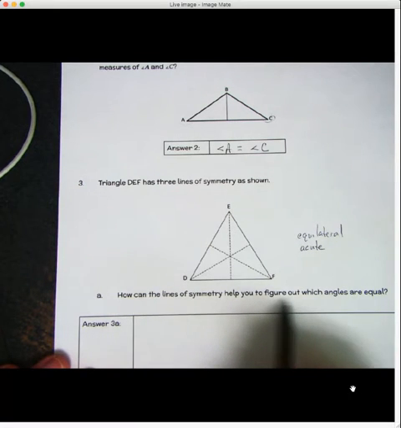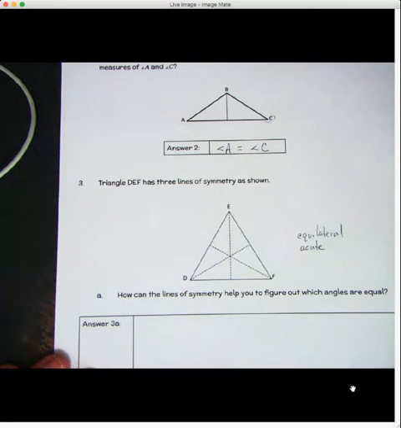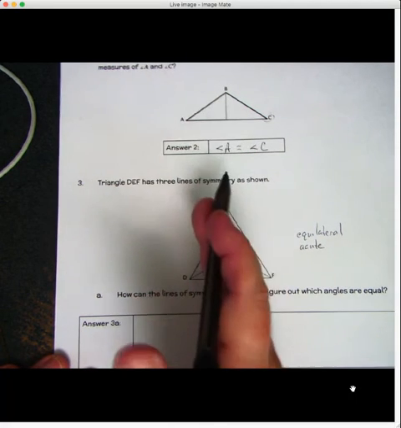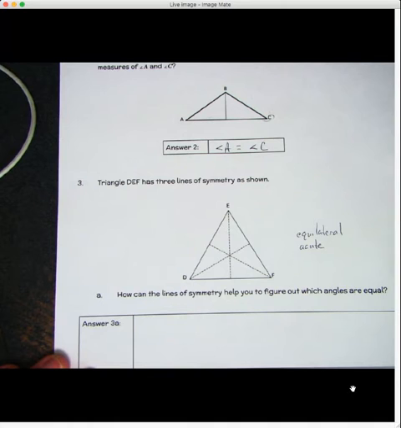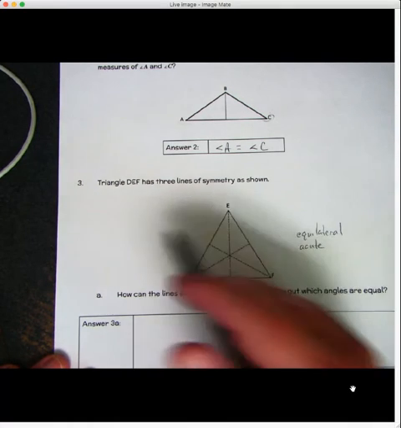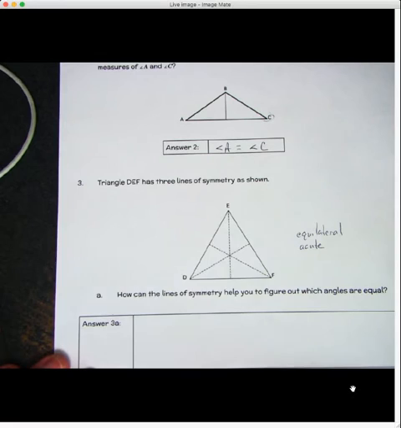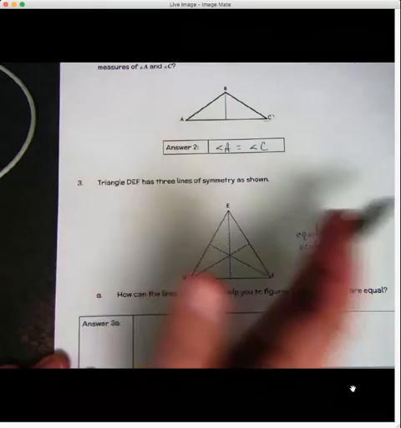How can the lines of symmetry help you figure out which angles are equal? Well, how would you say that? I would say that when you fold it across the line of symmetry, the angles that touch must be equal. So if I fold it across this line, then D and F have to be equal. If I fold it across this line, then D and E have to be equal. If I fold it across this line, then E and F have to be equal. That's how I would say that. When you fold a triangle across the line of symmetry, the angles that touch must be equal.